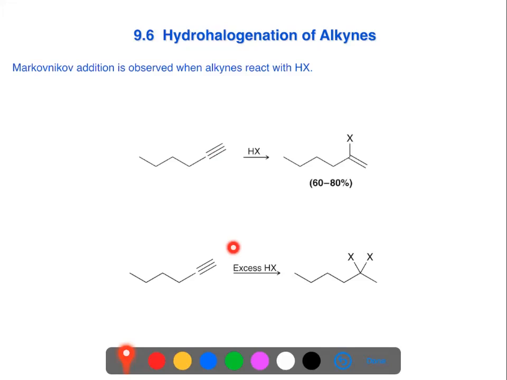If we use excess hydrogen halide, so a minimum of a 2-to-1 ratio, we'll observe the formation of a geminal dihalide. So we'll have two halogens adding to the more highly substituted carbon, that is, the carbon of the alkyne that has an alkyl group attached to it.